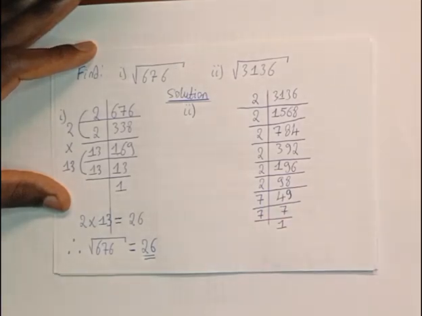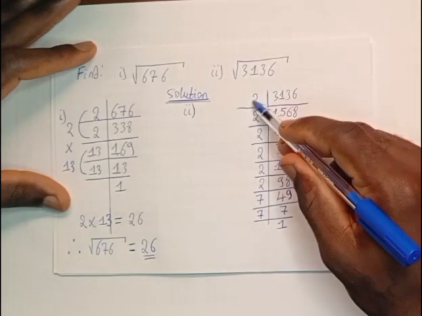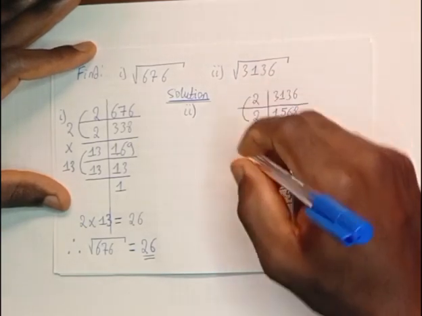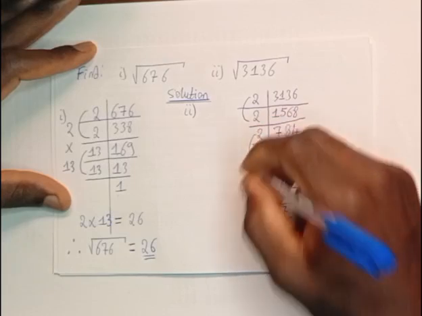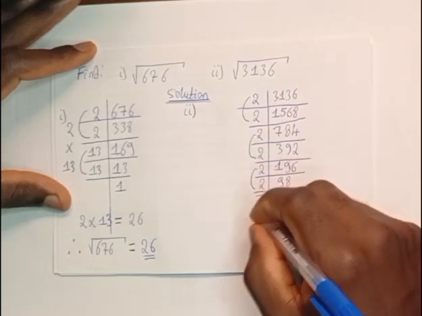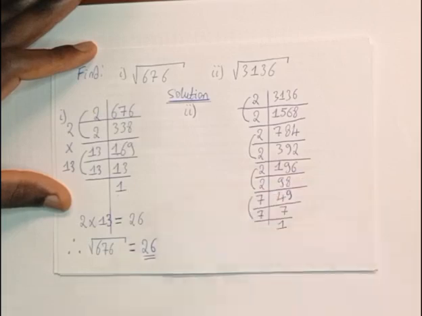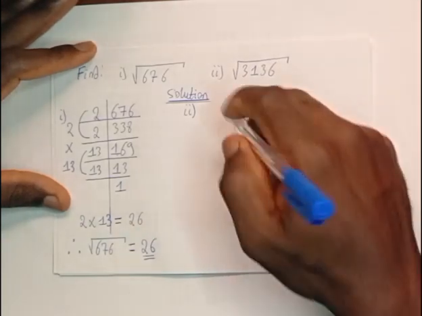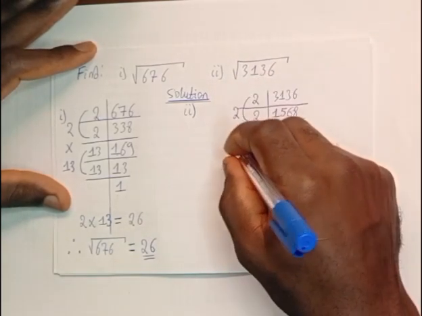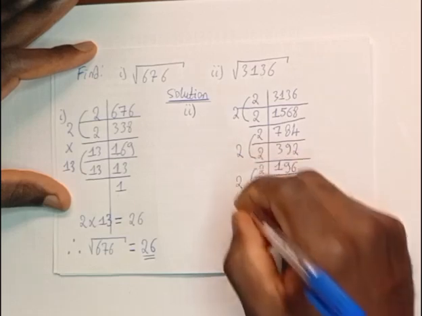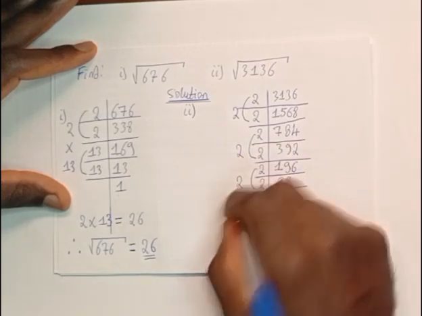The next step, what we have to do is we have to group the prime factors in pairs. And in each pair, the prime factors must be the same. For the first pair, count 1, 2, group. Second, 1, 2. The next, 1, 2. And lastly, 1, 2. Next thing we have to do is from each pair, we have to extract the common prime factor. The first one, we extract 2. The second, we extract 2. The third, we extract 2. And the fourth, we extract 7.